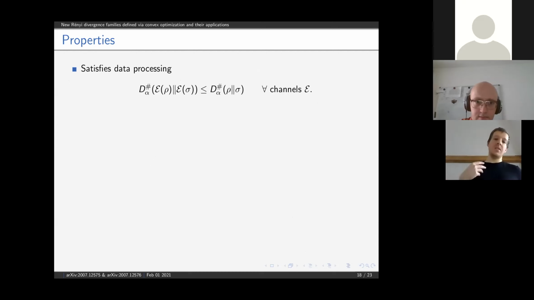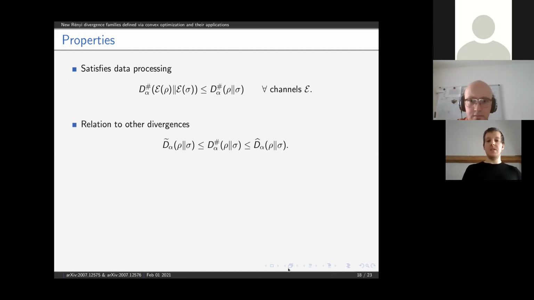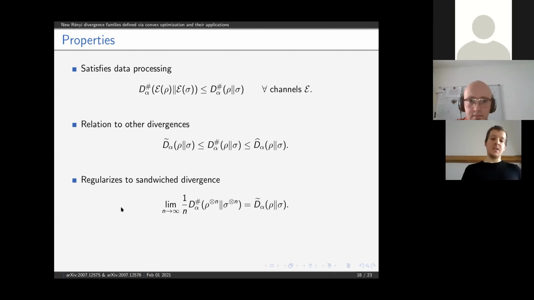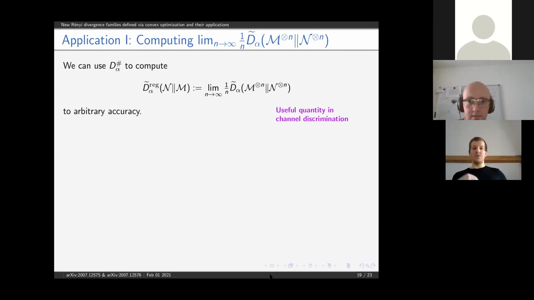Again, we're happy to call these things a family of Rényi divergences because one can show they satisfy the various properties that you'd expect a family of Rényi divergences to satisfy, the data processing inequality, and in between these 2 extremal families of divergences. And finally, the D-sharp divergences have this special property that they regularize to the sandwich divergence. And this connects these D-sharp divergences to the sandwich divergence. And this connection we can then exploit in order to use these D-sharp divergences to prove properties about these sandwich divergences. So I'd like to go through 3 applications of these D-sharp divergences now. The first application is going to be to computing this quantity here, which is the regularized sandwich channel divergence.